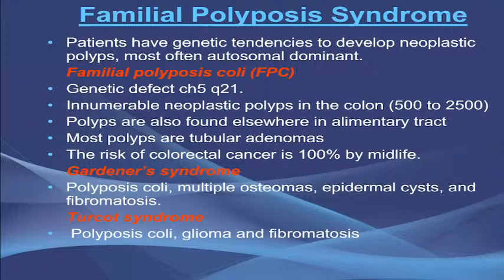So we mentioned familial polyposis syndrome, where you have multiple polyps, and that runs in families. So there are genetic tendencies to develop polyps, and it's often autosomal dominant. So in essence, if you have the familial polyposis coli gene, then chances are it will be passed on, even when it's present in only one of the autosomal genes.